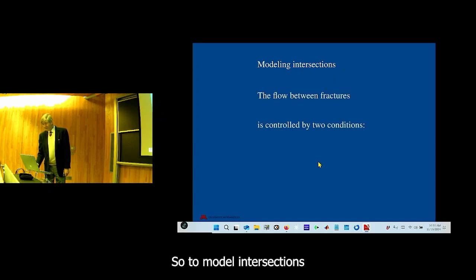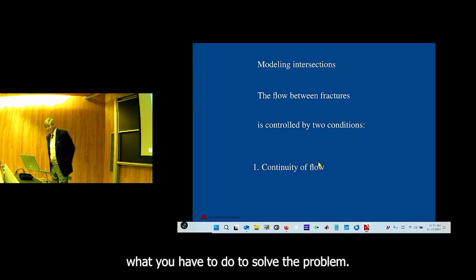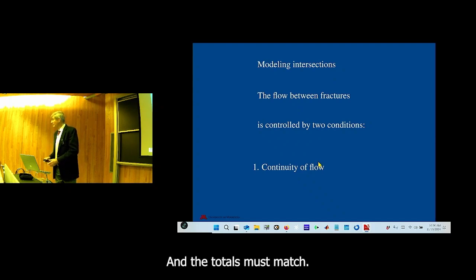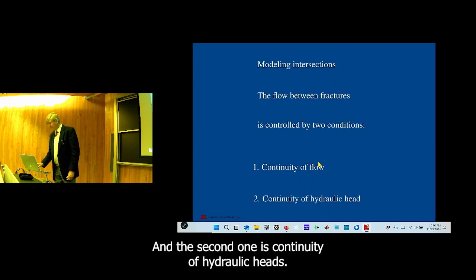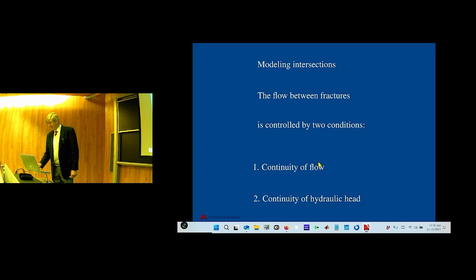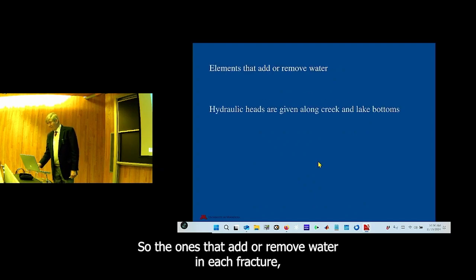So to model intersections, you have 2 conditions. Now we're getting down to what you have to do to solve the problem. First of all, continuity of flow. Where they intersect, there's water going from the one fracture into the other fracture, and the totals must match. And the second one is continuity of hydraulic head. You don't want to have a jump in head between parts of that intersection. So there are elements that add or remove water in each fracture.